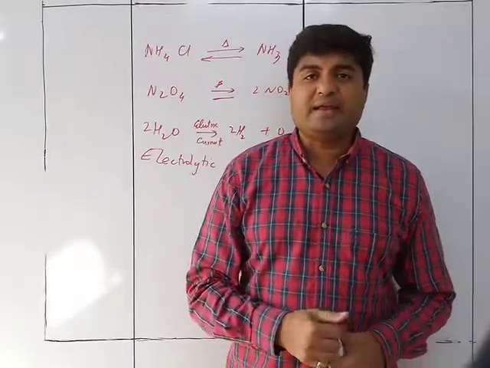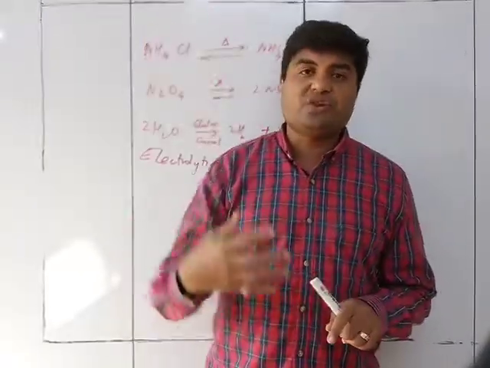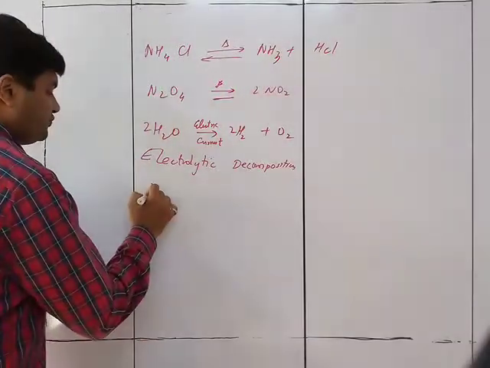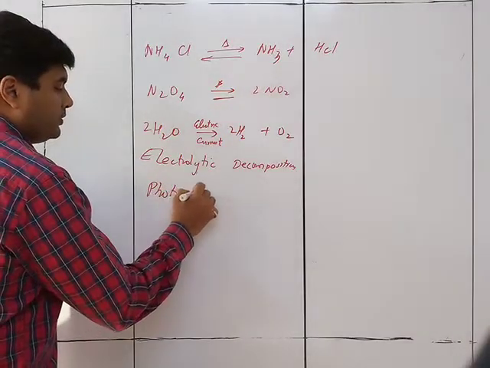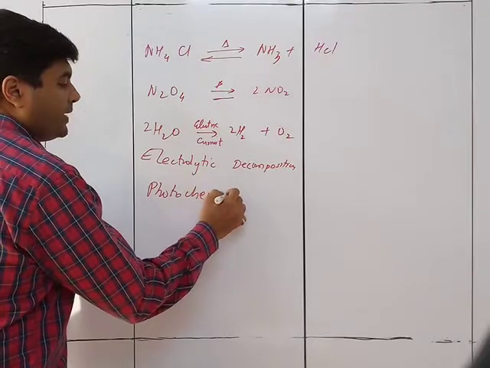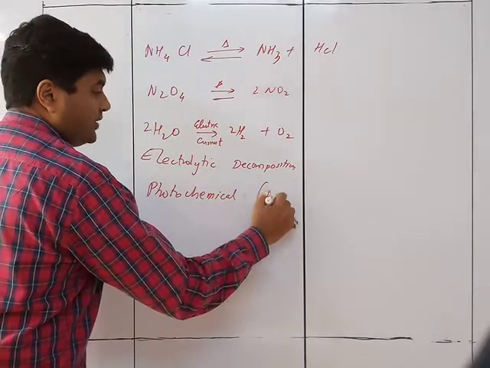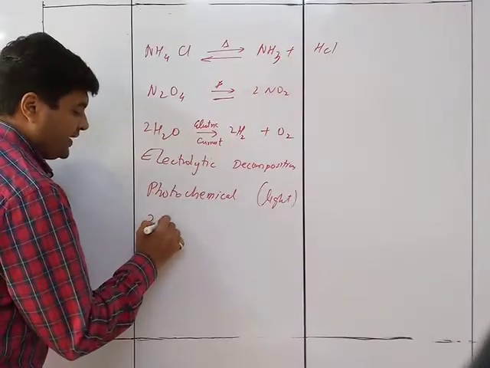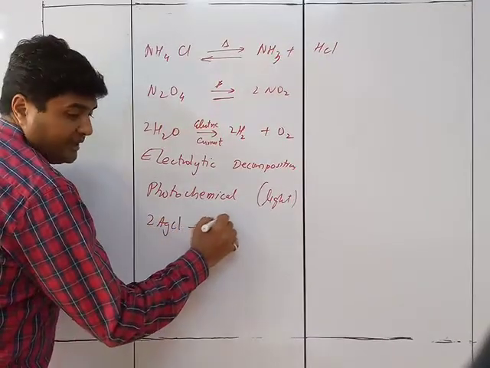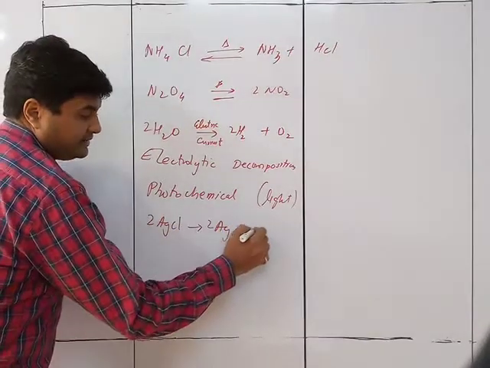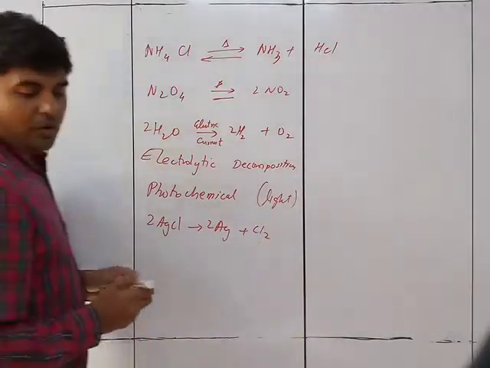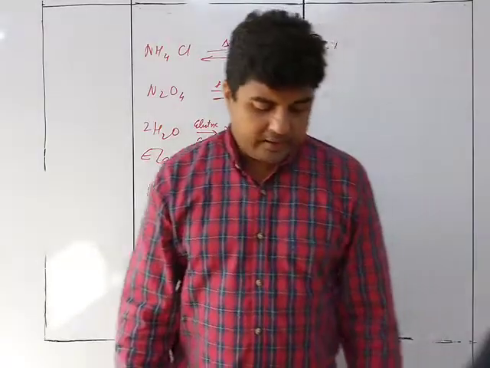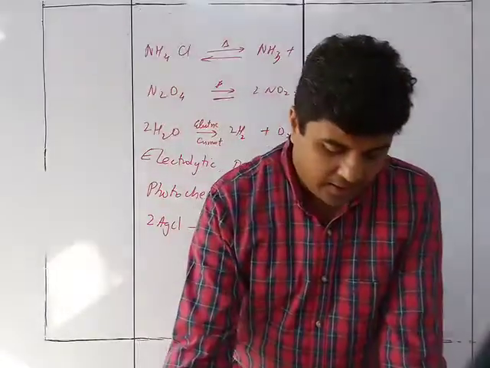Similarly, if something can dissociate by just the presence of light, it is called photochemical decomposition. Photochemical will be one which is related to light. So if light falls on it, this will be 2AgCl giving me 2Ag plus Cl2. This is an example of the photochemical decomposition. And then there could be decomposition reaction in metallurgy.